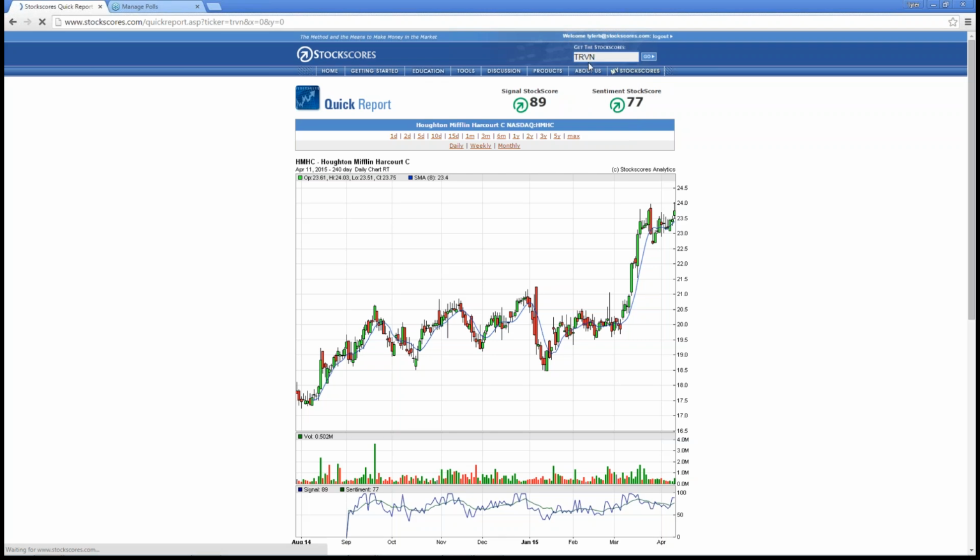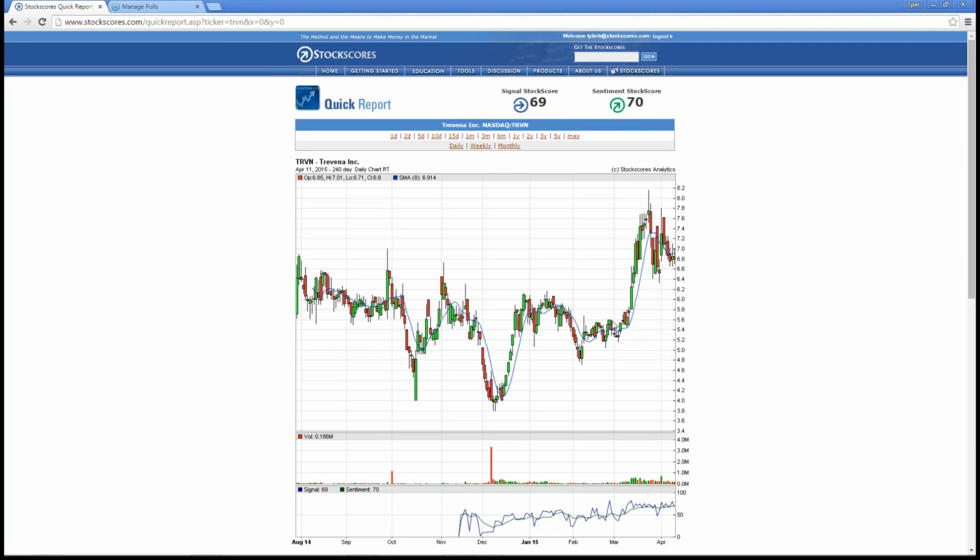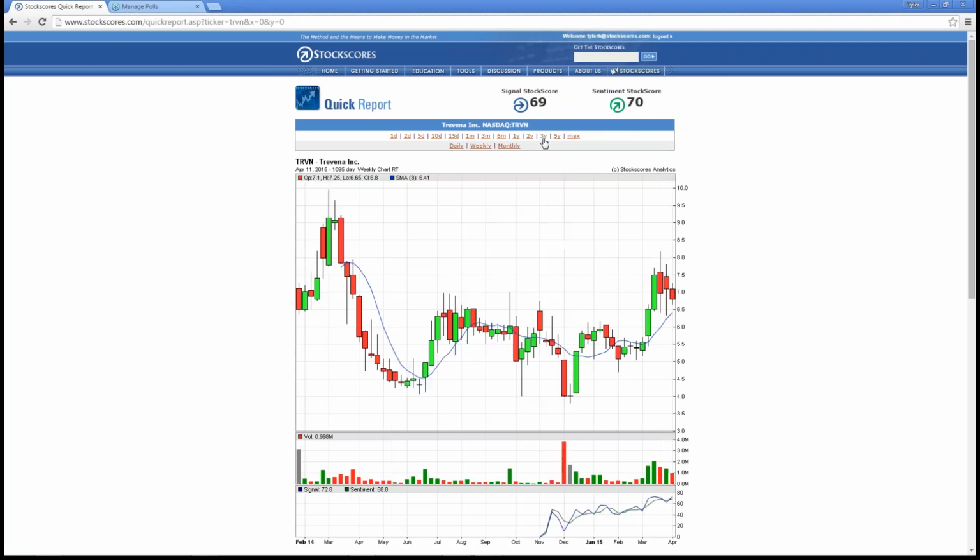TRVN. Nice break back here. In a little bit of a pullback phase right now. I would put support at about 630 or so, wherever that floor is there. If you want to be a little bit more conservative, keep it at 520. Let's take a look at the 3-year. Yeah, you know what? I'd keep my support down here a little lower, 520 or so.